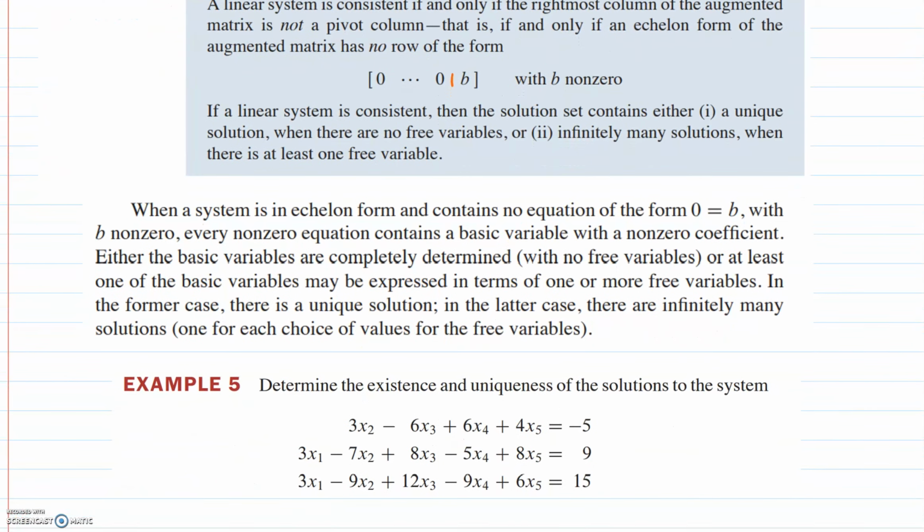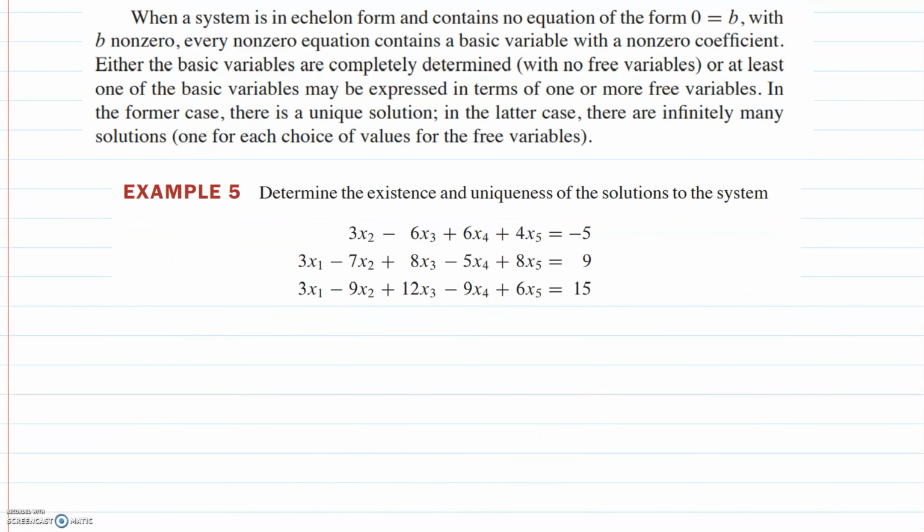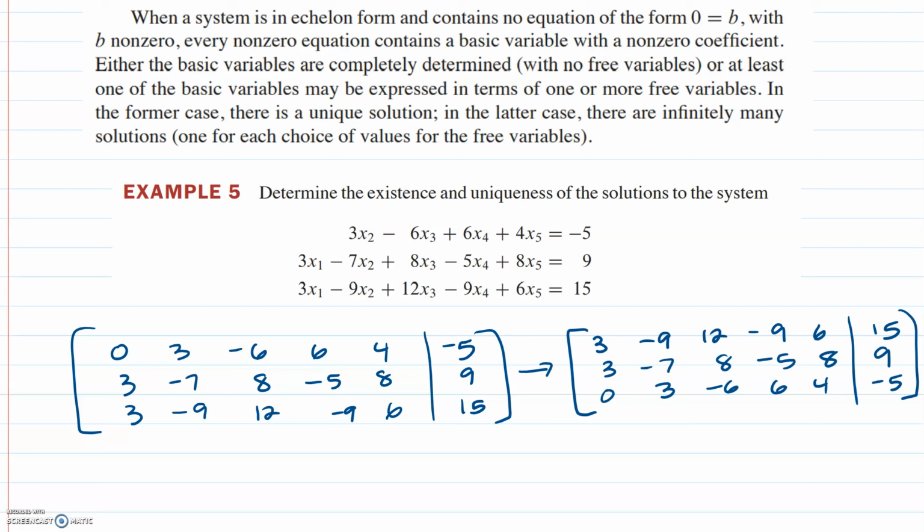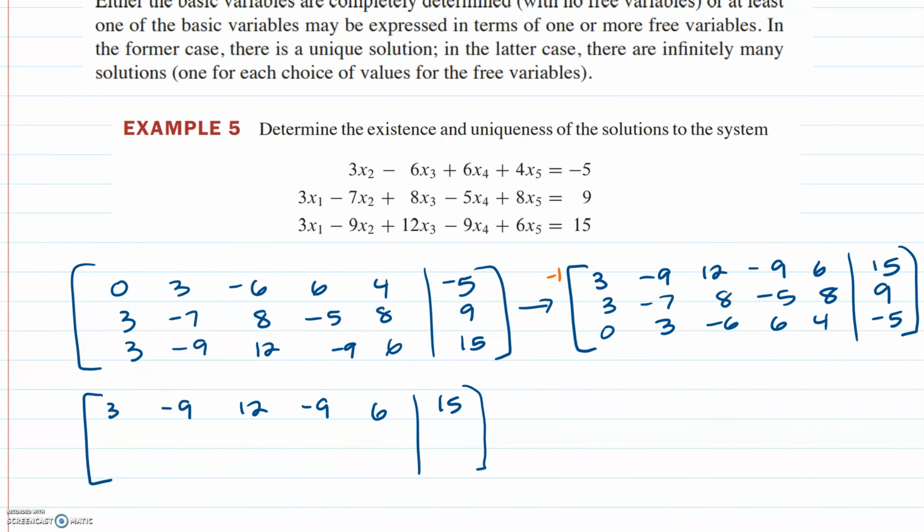Okay, let's look at an example of this. Determine the existence and uniqueness of the solutions to the following system. So I'm first going to put this into an augmented matrix. Now I'm going to interchange row 1 and row 3. I'm just going to get into echelon form, so I'm going to multiply -1 times the first row and add it to the second row.